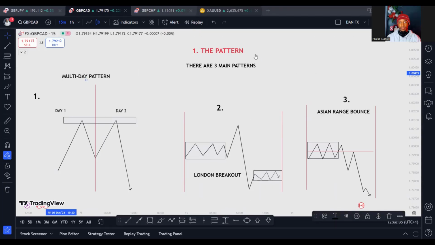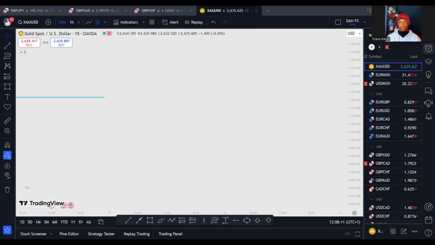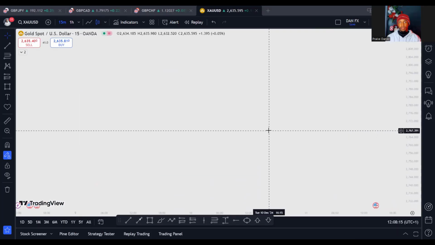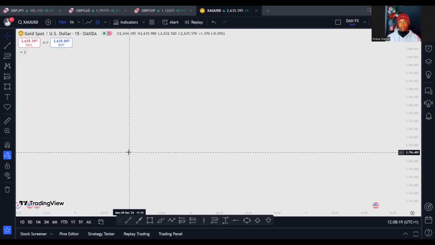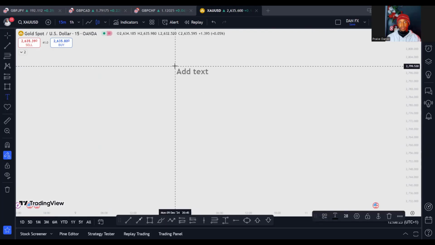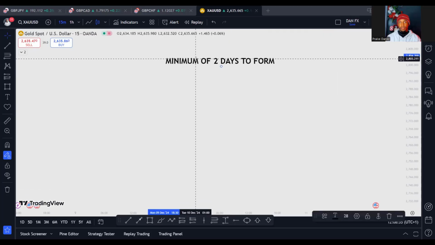So the pattern, how exactly is this multi-day pattern structured? What I'm going to be doing is showing you the main structure of the pattern. This pattern takes a minimum of 2 days to form. That's why it's called a multi-day pattern.